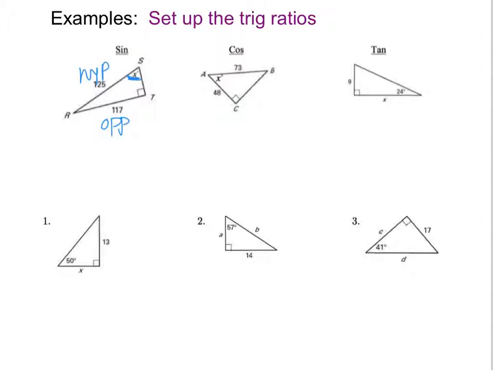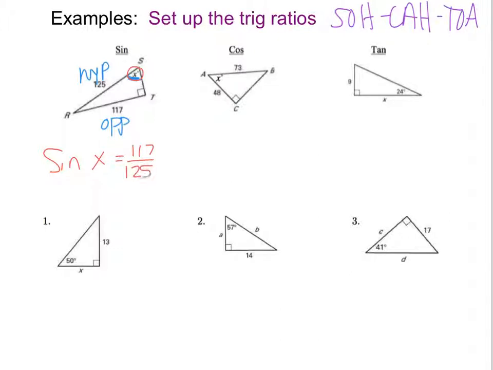So I'm going to write SOHCAHTOA up here to kind of help me. SOHCAHTOA, something you need to memorize. So I would say I have opposite and I have hypotenuse. So which one of these has opposite and hypotenuse? Well, it's going to be sine, has opposite and hypotenuse. So I would say the sine of x equals opposite, which is 117, over hypotenuse, which is 125.